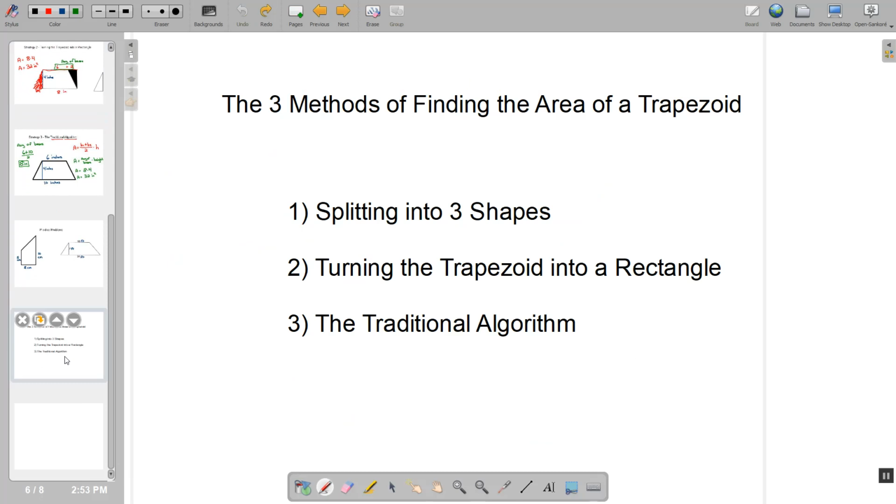So as a quick review, the three methods of finding the area of a trapezoid: you can split it into three shapes: triangle, rectangle, triangle, or sometimes just triangle, rectangle. Turning the trapezoid into a rectangle, that was the second one. And then the final one is the traditional algorithm, which is the average of the bases times the height.